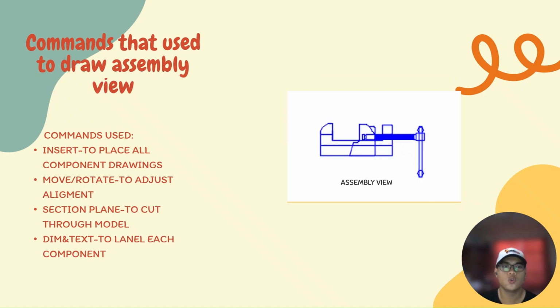Lastly, to assemble this assembly view, the commands that we use: go to insert, choose block to place all component drawings. Next, we use move or rotate to adjust the alignment. Third, we use section plane to cut through this model. And lastly, we use dimension and text to label each component of the drawing.